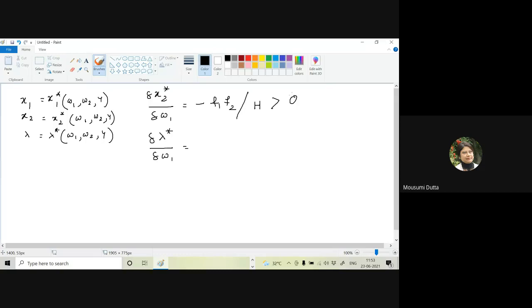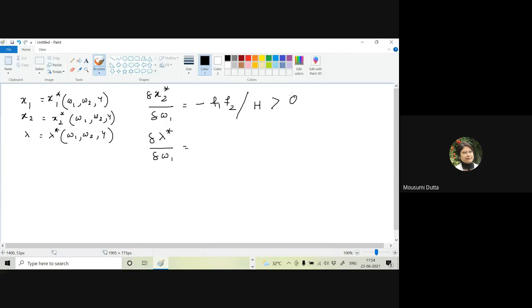Okay, next is del lambda star by del w1. Excuse me, ma'am. If F is negative, how will we satisfy the first order condition, because w1 minus lambda F1? For that matter, from the very beginning, we assumed F1 and F2 to be positive. Since we are assuming this, we have set up the entire thing like that, and we are maintaining that assumption. In the very beginning, I mentioned that both F1 and F2 we are considering to be positive.